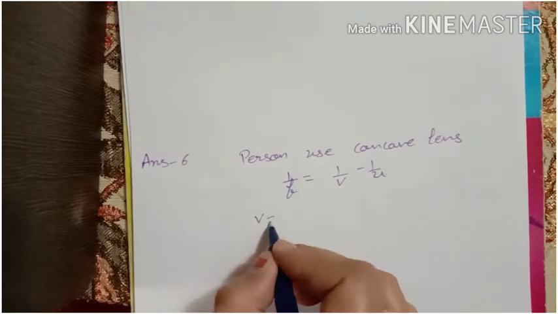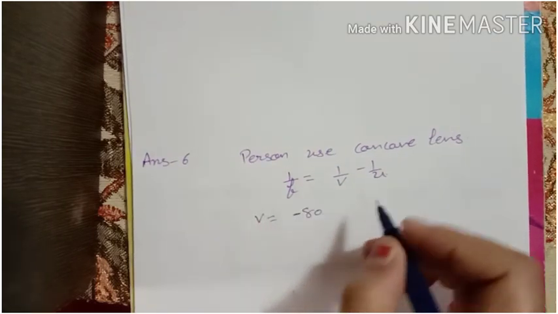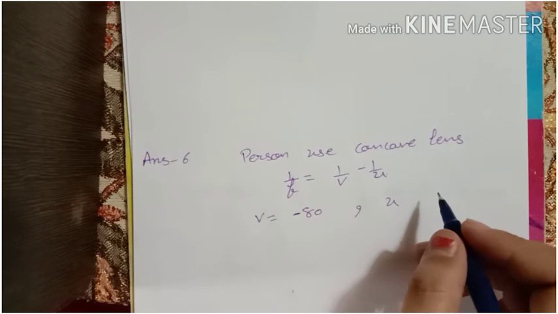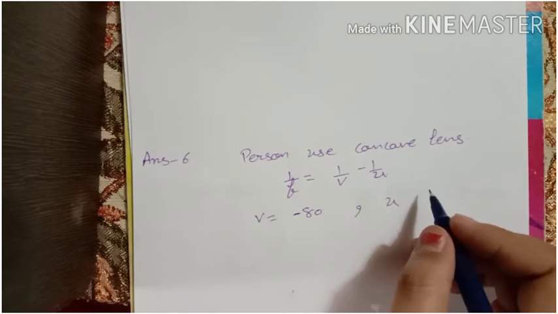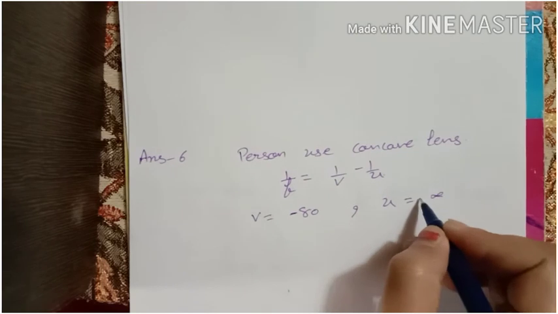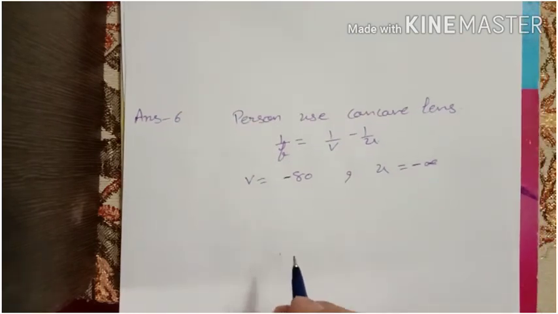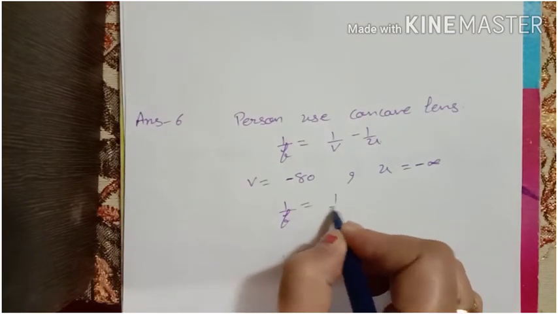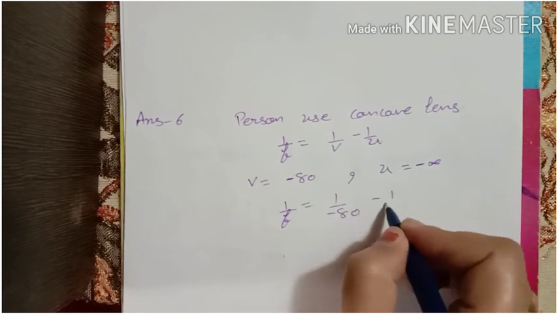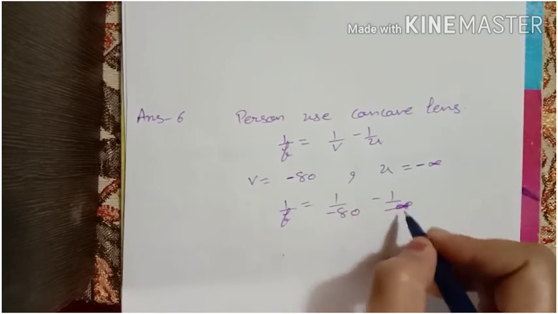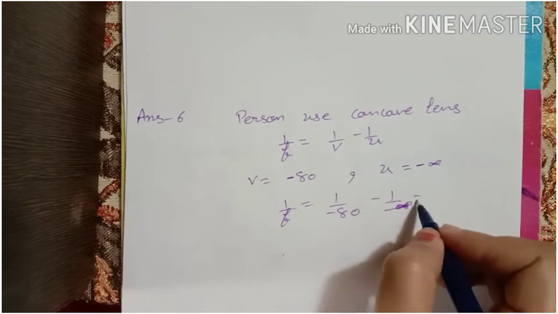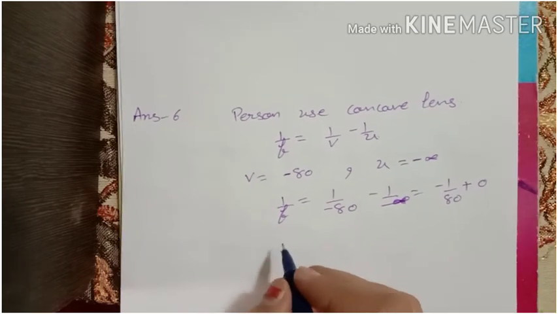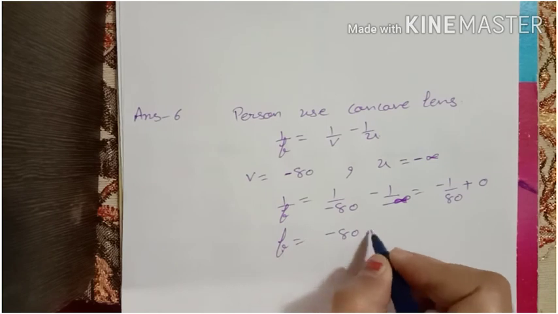Here we have v equal to 80 centimeter with the negative sign, and also we have the u because the person suffering with the myopic eyes, so it means he cannot see the far distant object. So u equal to infinity, and we will take this negative sign and then we will put all these values here. Then 1 upon f equal to 1 upon minus 80 minus 1 upon minus infinity. 1 upon infinity we know this will be equal to 0, and minus plus, so this will be minus 1 upon 80 plus 0. Then f equal to minus 80 centimeter.